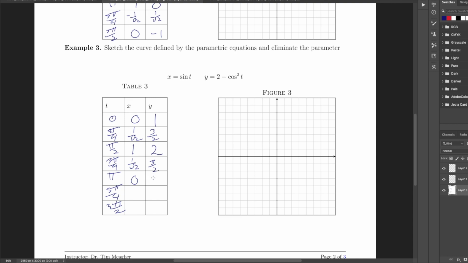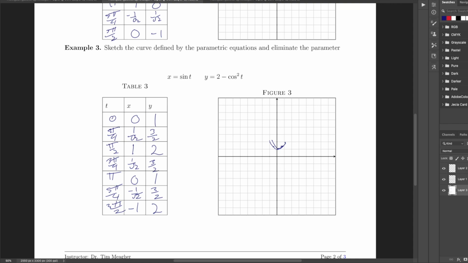So here we'll have 0. And then cosine squared, so this is still 1. And then we'll have minus square root of 2, 3 halves. And then here I'll have minus 1 and 2. And so if we look at that, that'll be here, here, here, here, here, here, here, and here. And so this just kind of looks like this little parabola. So let's graph that real quick in our Desmos.